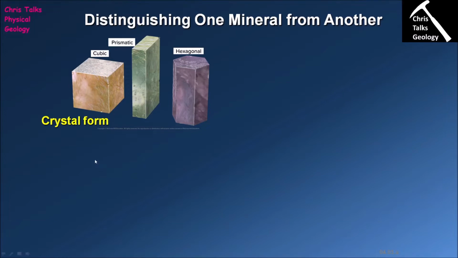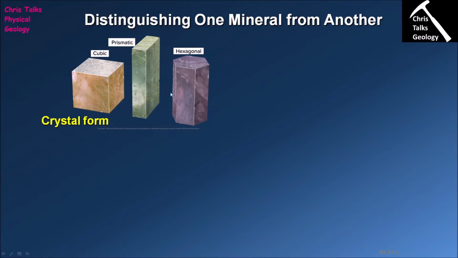Well, the first criteria we can use is the crystal form, or to put it another way, the crystal shape. Now, a lot of crystals in rocks will be highly irregular in their shape, and so we can't really use the crystal form, but if we happen to have a crystal that has quite a nice, well-formed shape to it, we can sometimes use the crystal form to help us identify it.